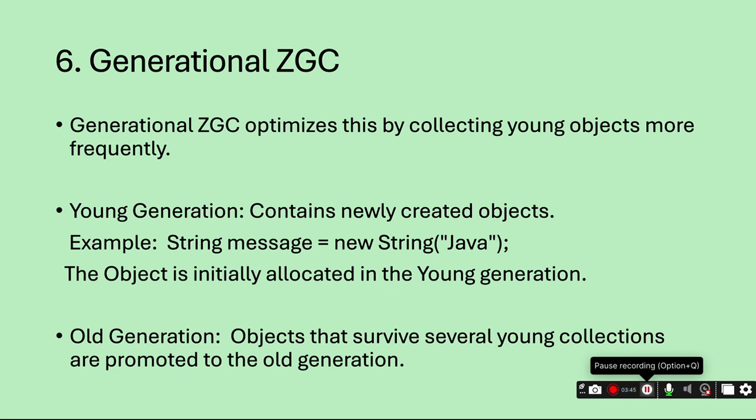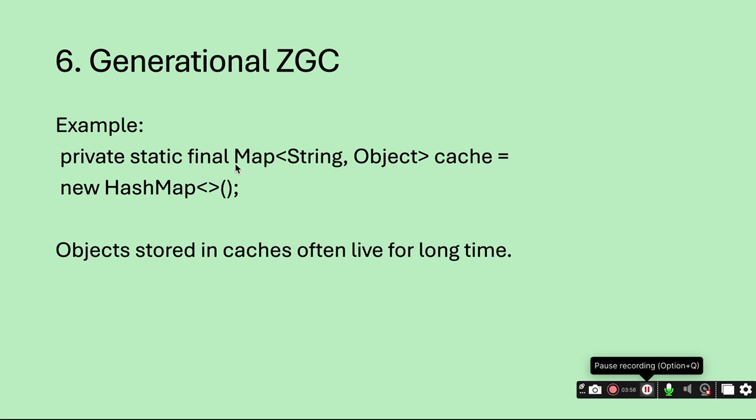In a similar way, the objects which are not garbage collected are called old generation objects. For example, private static final Map<String, Object> cache equals new HashMap<>(); we have declared it like this. This kind of cache object stored in caches often lives for a long time.